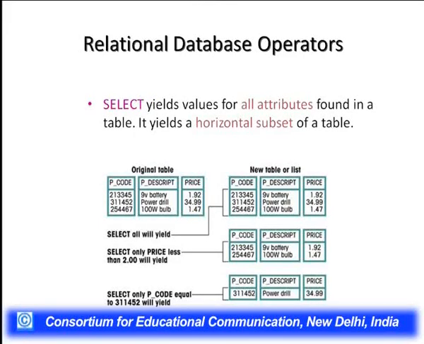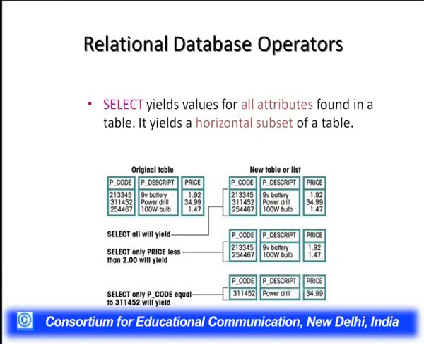Then the next operator that we discuss is the select operator. The select yields values for attributes found in the table. So, basically select will give you a horizontal subset of the table. In case of select, you take out only those specific rows from the table that follow your criteria. This is not the select operator that is used in normal SQL queries, but a relational operator which will fetch only the selective rows from the given table.